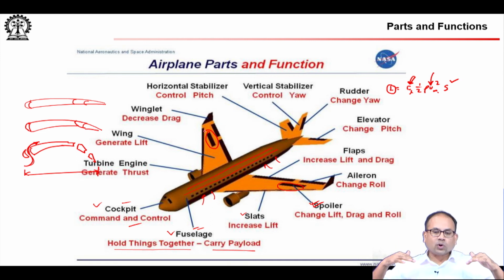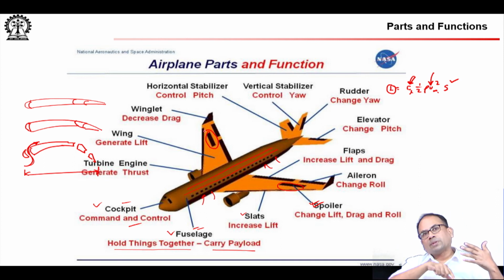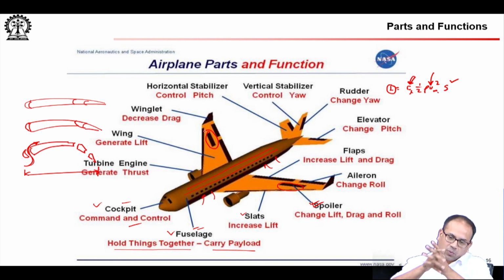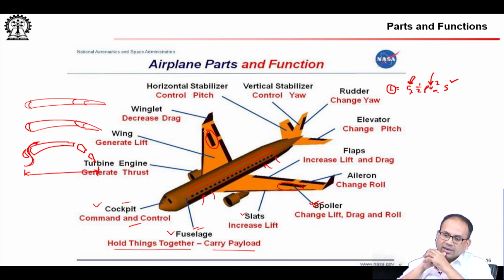Also, when the spoilers are open, you have created a gateway between the top and the bottom surface of the wing. So, that also reduces lift, and the spoilers when they stick out increase drag, and it is important after landing when you have to maintain enough friction of the wheels with the ground, and you also have to slow the aircraft. So, spoiler: change lift, drag and roll.